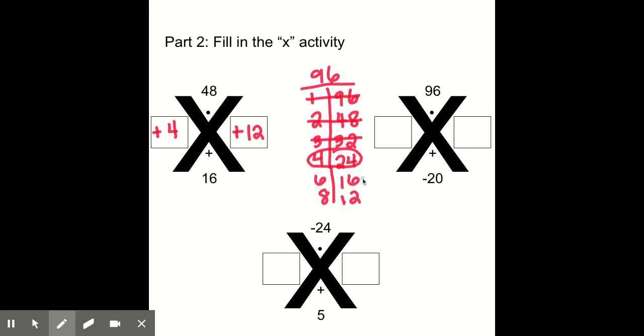6 and 16 is 22. 16 minus 6 is 10, so that's not an option. 8 plus 12 is 20. 12 minus 8, so this is also an option. So you have to be careful because sometimes your factors will have multiple options.